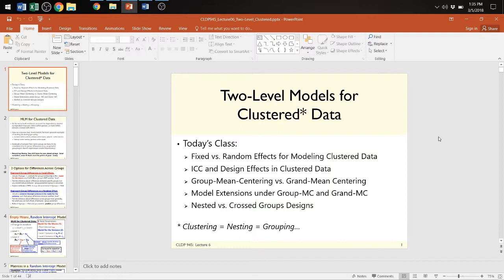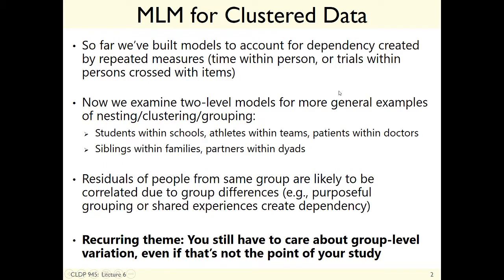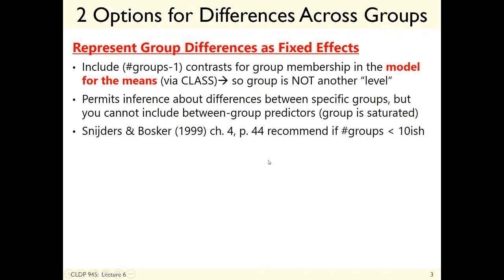Even if you don't care at all about the groups, they have to go in your model. So these are ways of doing that. We'll talk about fixed and random effects, and then assuming you want to do random effects, which is the topic for the day, we'll talk about how to do that. So here are two options for how you can represent group differences, fixed or random.